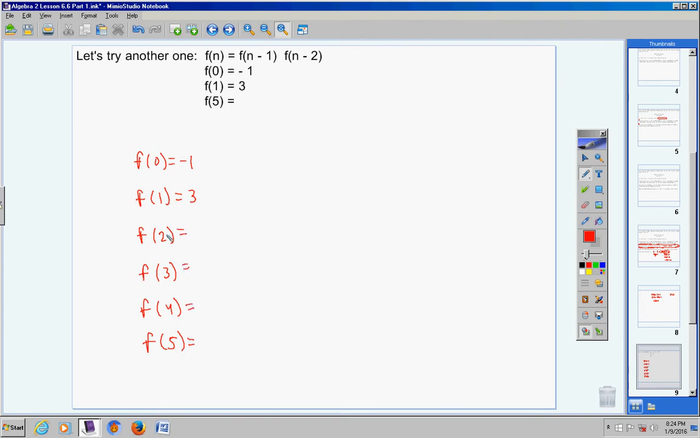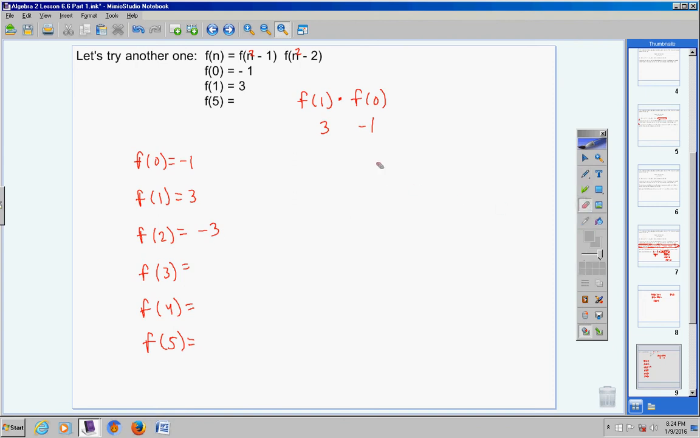Okay, let's substitute 2 in for n. 2 minus 1, put a 2 right here, and a 2 right here. 2 minus 1 is 1, so I have f of 1 times 2 minus 2 is 0, so f of 0, okay? What is f of 1? 3. What is f of 0? Negative 1. Multiply them and you get negative 3.